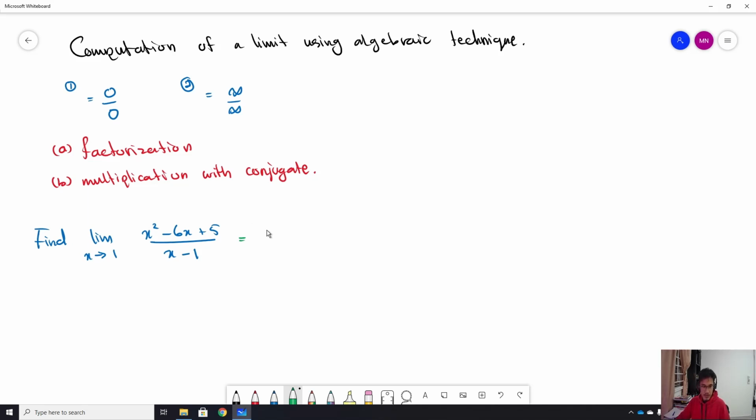So if we substitute the value of 1 into the function, we get 1 squared minus 6 times 1 plus 5 over 1 minus 1, and here we get 0 over 0. So this is the thing that I spoke about before, that we should never get 0 over 0 or infinity over infinity. Okay, the method to solve when we encounter this kind of situation is to apply factorization on the function.